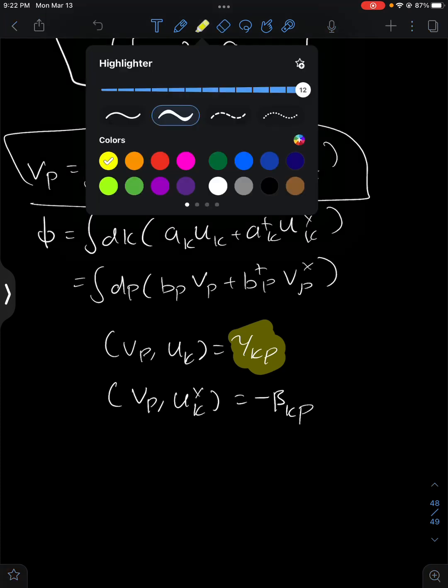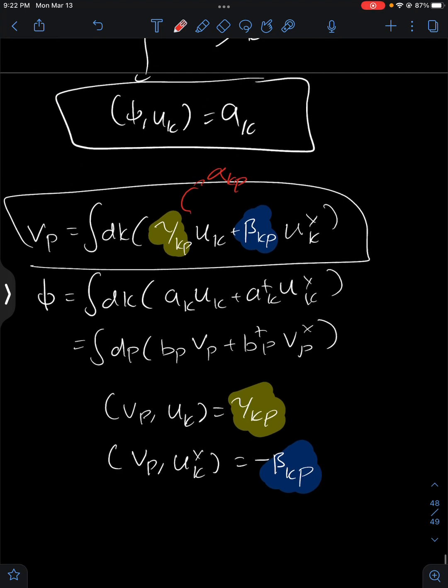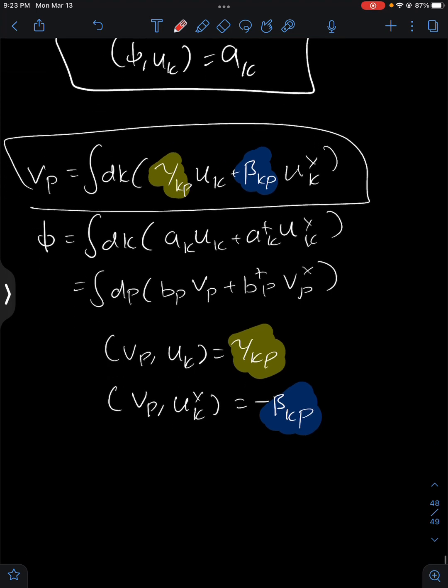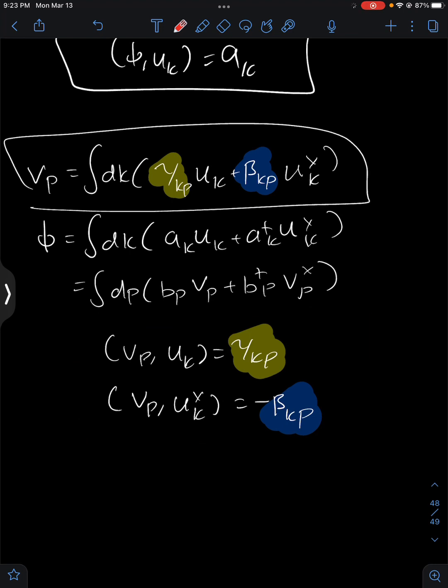In most references, you will see the first Bogoliubov coefficient being written as alpha_kp. I did not want to do that because here we have a_k, then here we have alpha_k, and a and alpha look pretty similar. So I'm just going to use gamma_kp instead. So cool. Now we have a way of calculating those coefficients, and now what we want to do is write out a_k and a conjugate k in terms of b_p and b conjugate p.